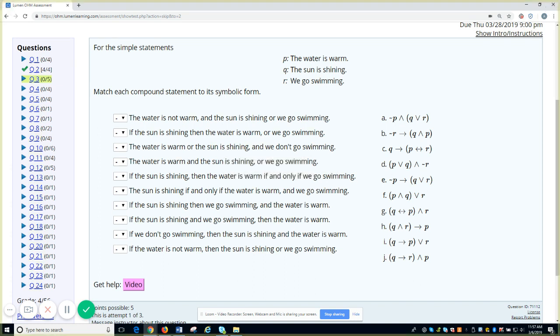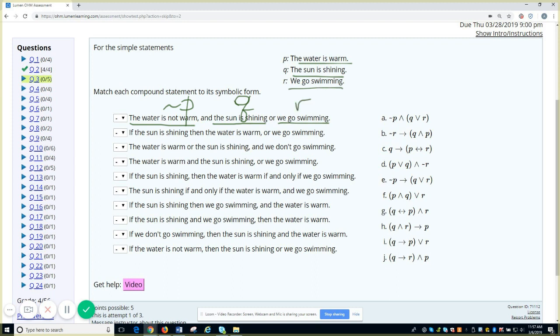So what I'm going to do is identify the simple statements first, as well as their negations if there's any. So the water is not warm, so that looks like a P statement, only negated because of that not. So it's a negated P. Then the next one, the sun is shining. So the sun is shining, that's a Q statement. We go swimming. That's an R statement.